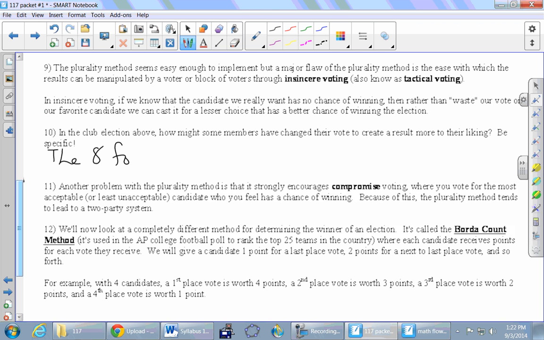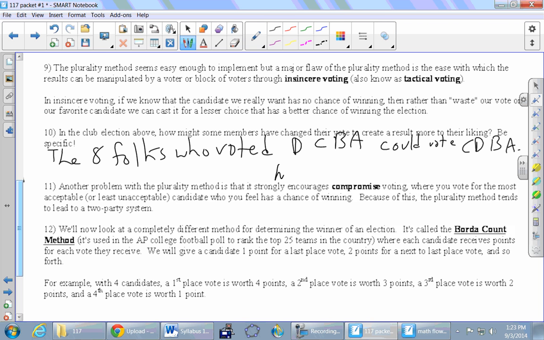So the eight folks voted. Okay, somebody remind me, what did it say before? D, C, B, and then A? Could vote. We're going to change it to the new order, which was C, and then D, and then B, and then A. Which would make who the winner? C, the winner. All right, any questions on that?